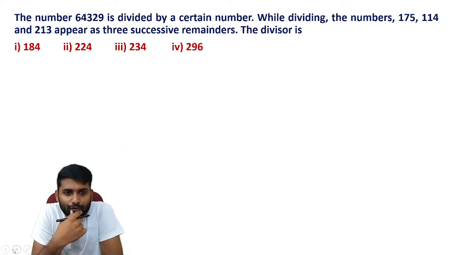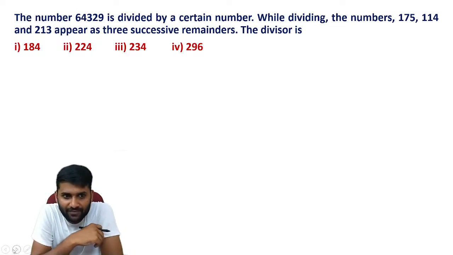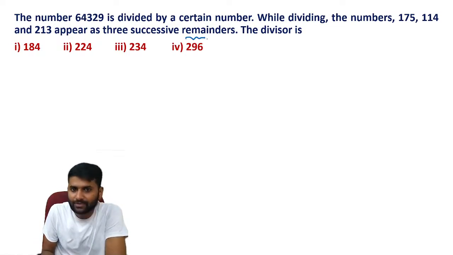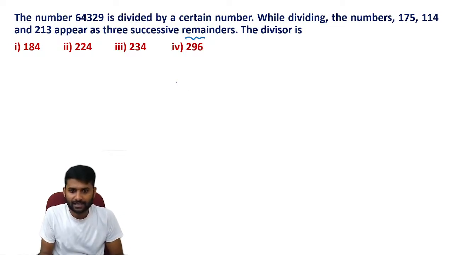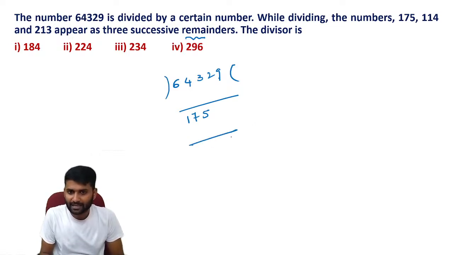See, the number 64,329 is divided by a certain number. While dividing, the numbers 175, 114 and 213 appear as three successive remainders. What about the divisor? Guys, see here the number 64,329. If you are dividing by a certain number, then the first remainder is exactly equal to 175. Let's go through the further calculation. It again leaves the remainder 114. Again, finally, it leaves the remainder 213.